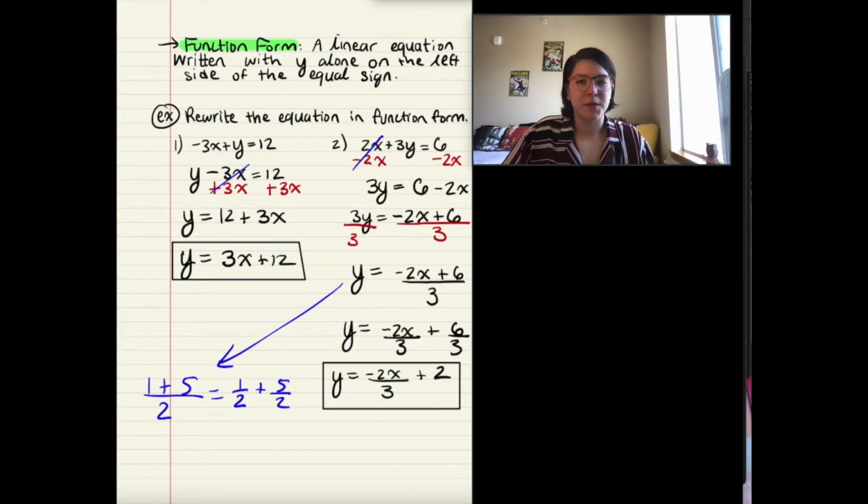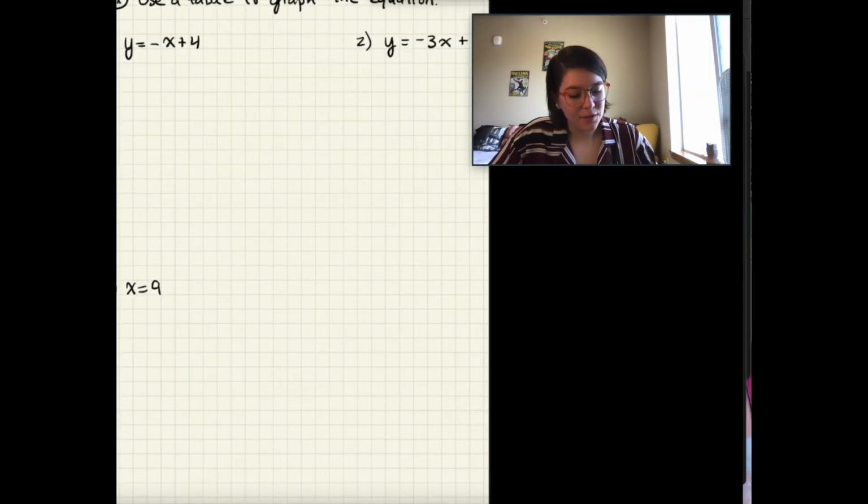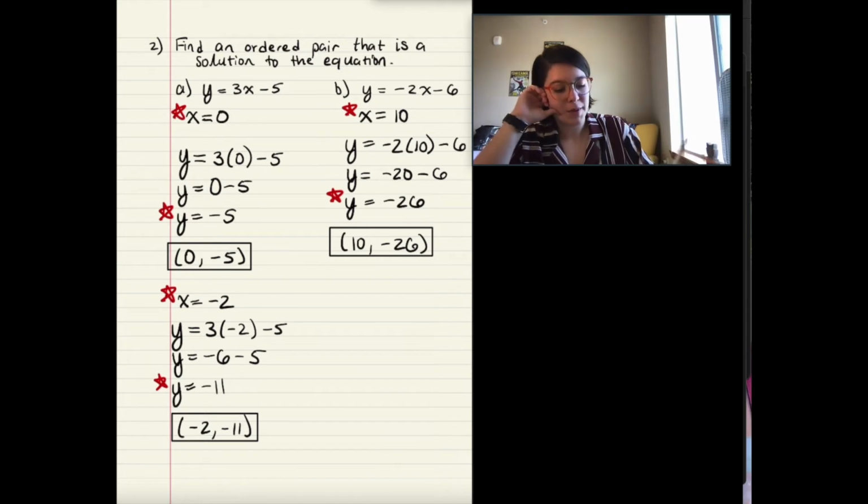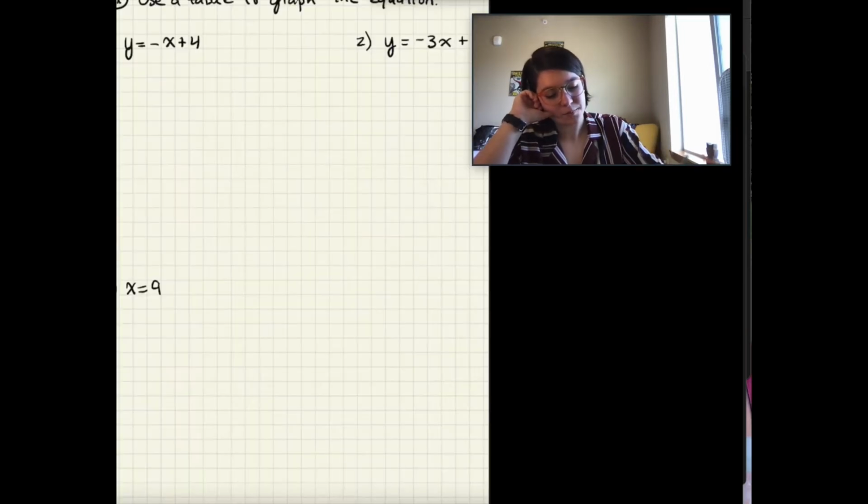Alright, now let's get into some graphing because that's what this whole thing's all about. We're asked to use a table to graph the equations. So when we say a table, we're kind of doing something similar to what we did in question 2. We picked an x-coordinate and we plugged it in and we found our y. That's kind of what we're going to do with the table.